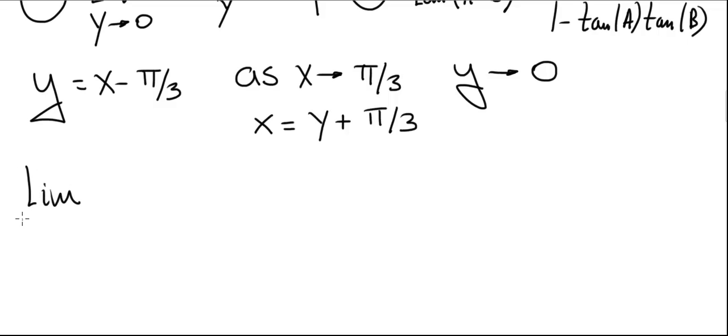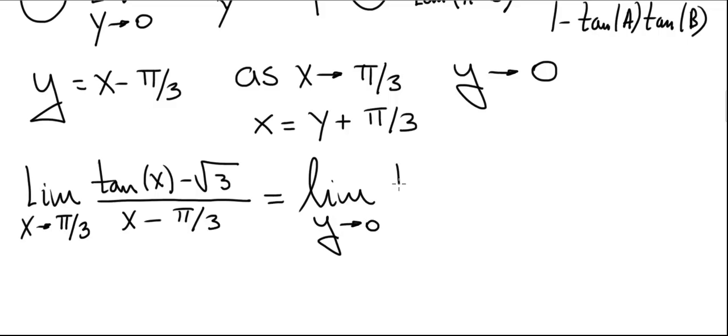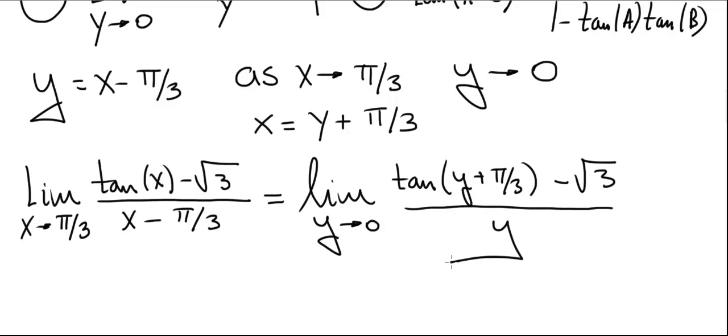Now let's return to the limit in variable x and express it as an equivalent limit in variable y. Our limit was the limit as x approaches pi over 3 of tangent of x minus the square root of 3 divided by x minus pi over 3. Now let's use that substitution. That becomes the limit as y approaches 0 of tangent of y plus pi over 3 minus square root of 3 divided by y. Now, in variable y, the limit can be evaluated easier.